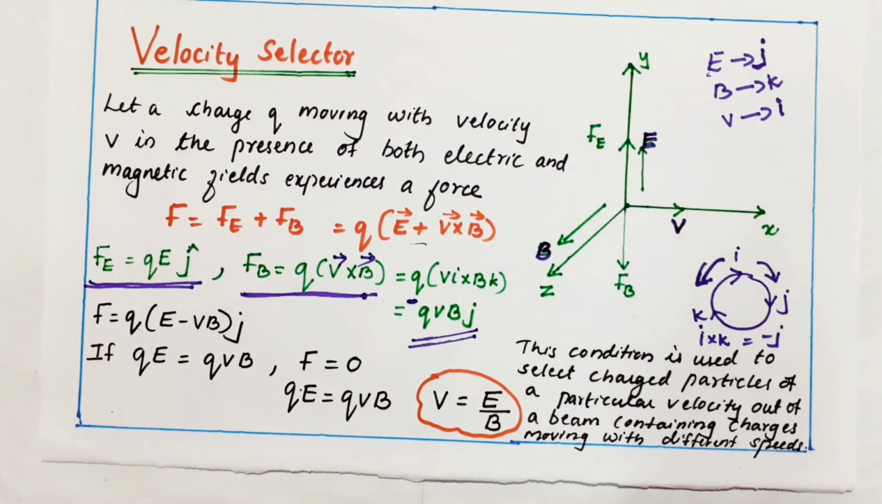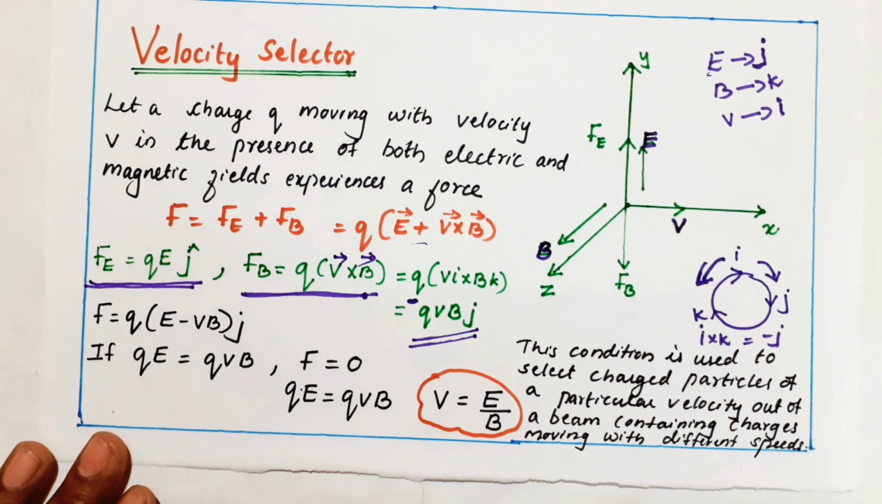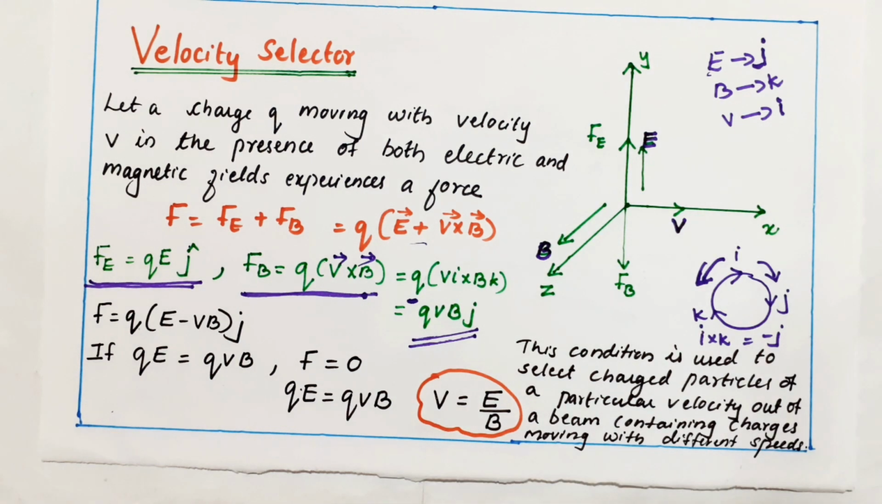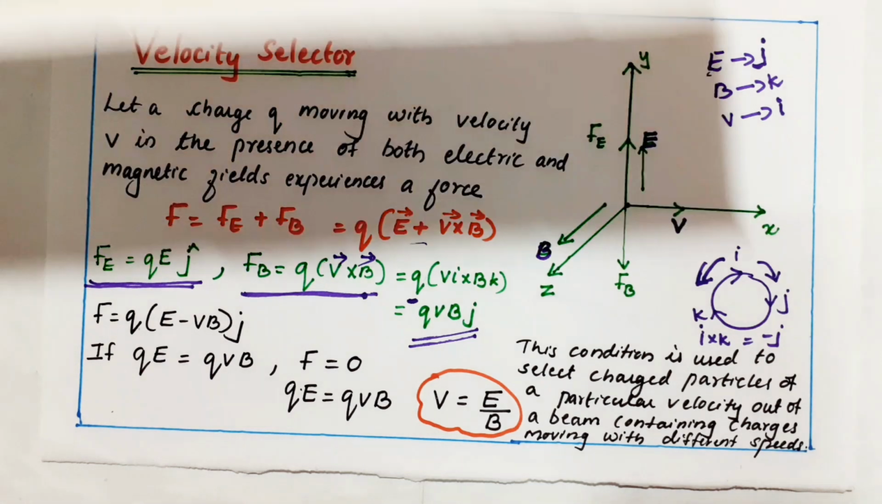Then we are taking the condition, if F equal to 0, it means that electric force is cancelling our magnetic force. Electric force and magnetic force are equal and opposite. So in that condition, we can write V equals E by B. That is the condition to select the particle. So this condition is called velocity selector. V equals E by B. E is electric field, B magnetic field.